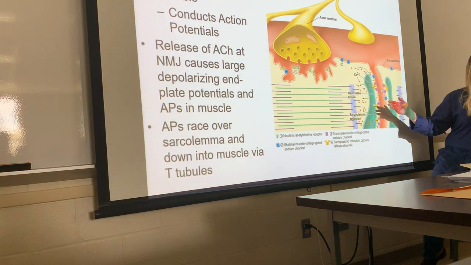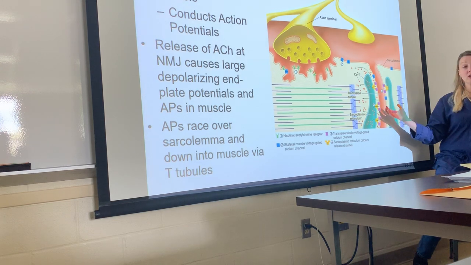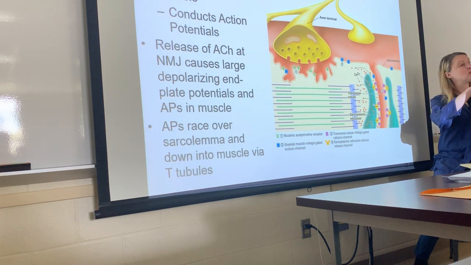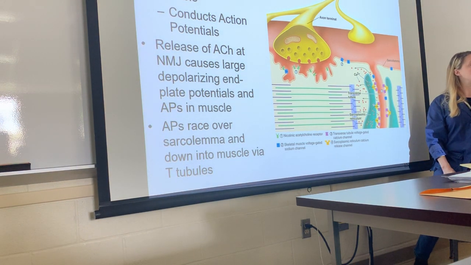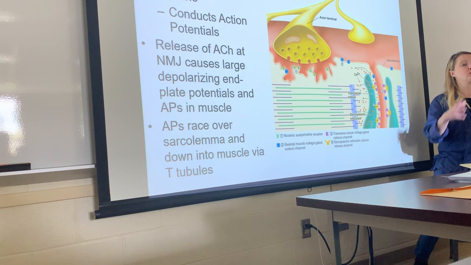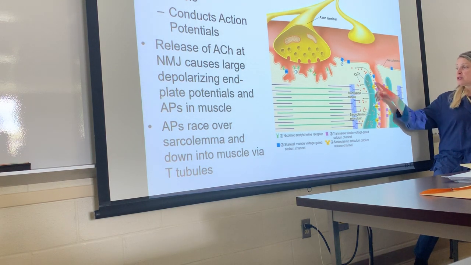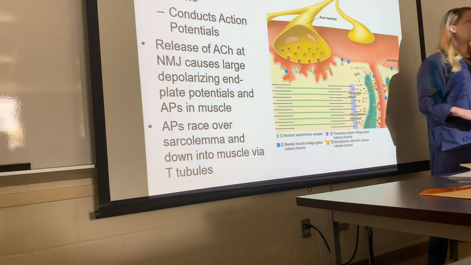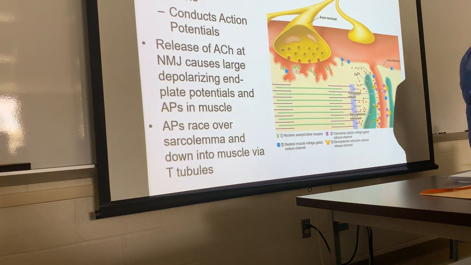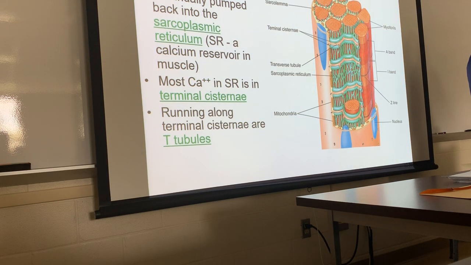So remember, the SR is actually the smooth ER of the skeletal muscle cell. And its primary job is to store calcium in its terminal cisternae, which is plural for cistern. And again, you know what a cistern is. You might have one at your house. It holds things. In this case, it's holding calcium. When the calcium is released, it goes into the sarcoplasm, and it's going to interact with the sarcomere. And that's where we left off, and that's what we're going to pick up talking about right now.